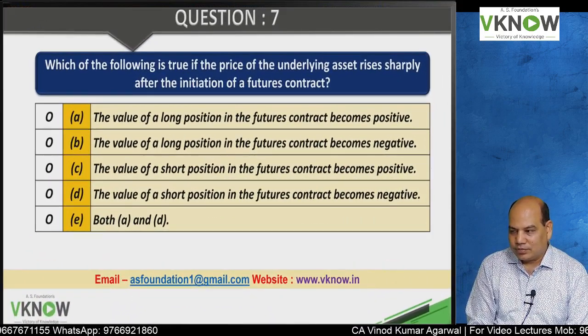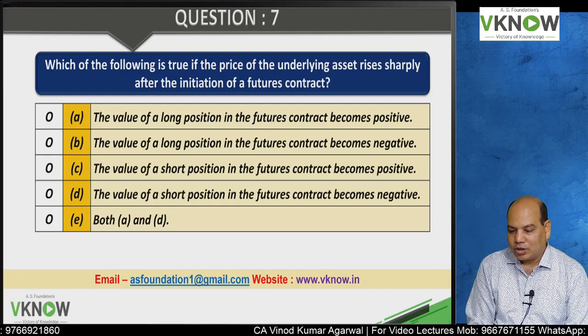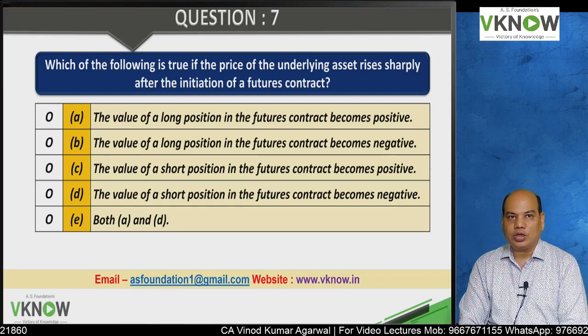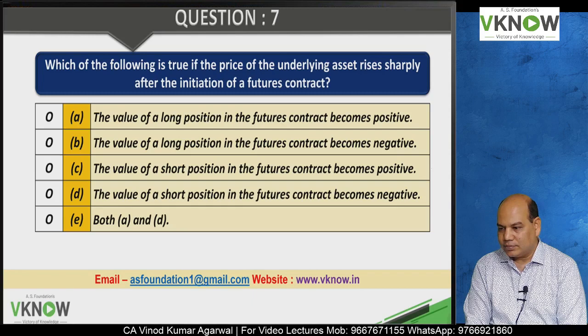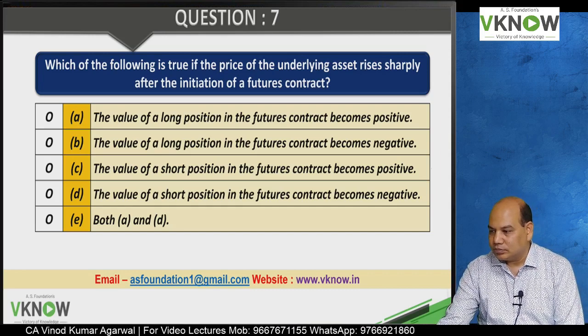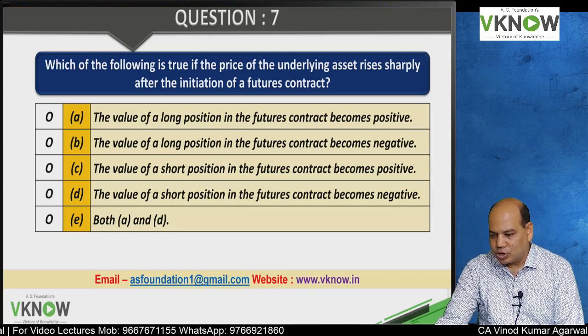Then question number 7. Which of the following is true if the price of the underlying asset rises sharply after the initiation of a future contract? Option A, the value of the long position in future contract becomes positive. B, the value of the long position in future contract becomes negative. C, the value of a short position in future contract becomes positive. D, the value of short position in future contract becomes negative. And E, both A and D. Which option is right?